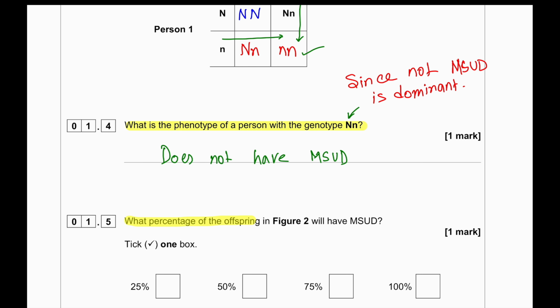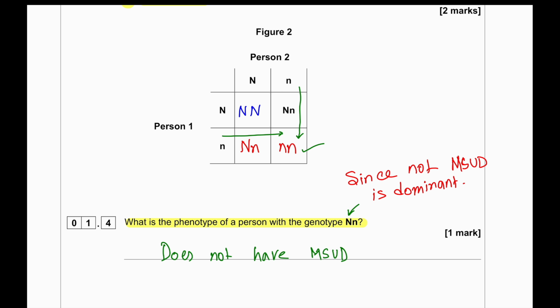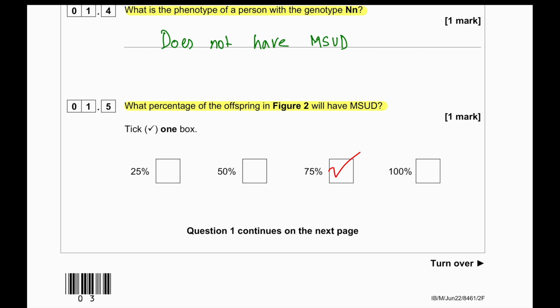What percentage of the offspring in figure 2 will have MSUD? Looking from the diagram, we can see 3 out of the 4 have capital N. So when we multiply this by 100, this gives us a percentage of 75. 75% will not have MSUD. The question is asking what percent of the offspring will have MSUD? So it will be 100 minus 75, which is 25.